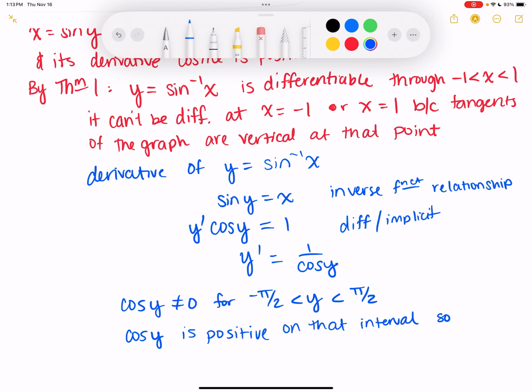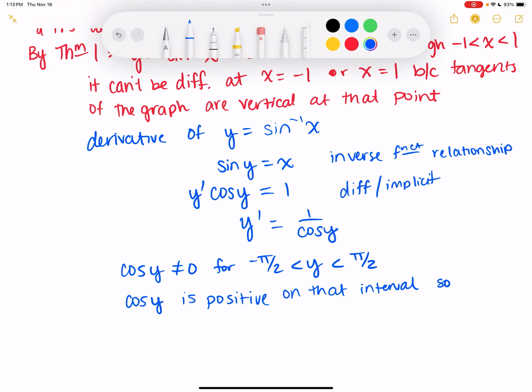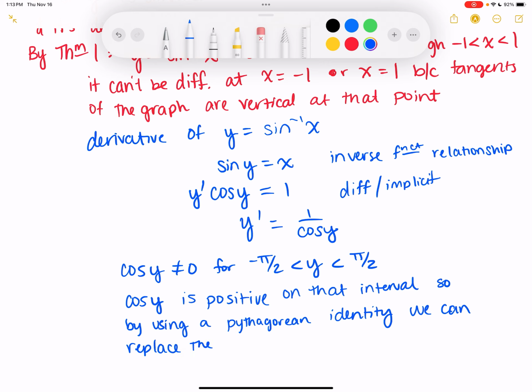So, by using a Pythagorean identity, we can actually replace the cosine of y with the square root of 1 minus the sine of y squared. That's where this is coming from, when we have cosine squared plus sine squared equals 1. We're basically just solving for cosine.